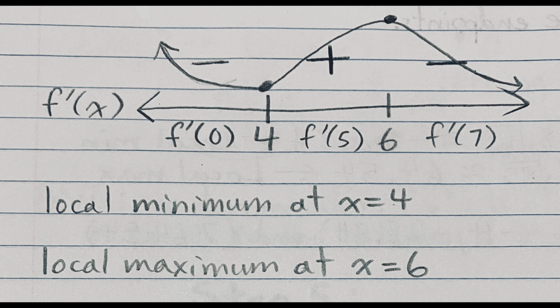So I tested some values on the first derivative on the 3 intervals. So the first interval was negative, which means it's decreasing. The second interval was positive, increasing, and the last interval was decreasing because it was negative. So a change from decreasing to increasing means that there's going to be a local minimum there. And a change from increasing to decreasing means that there's a local maximum. So we can conclude that we have a local min at x equals 4 and a local max at x equals 6.